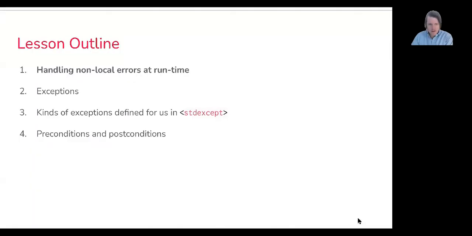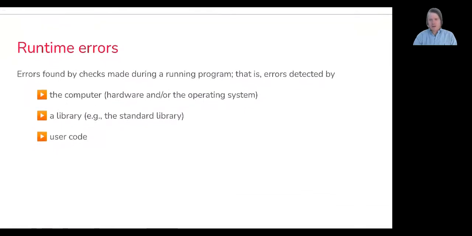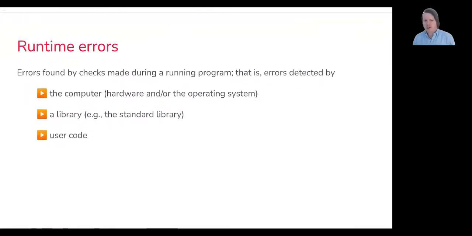So our first topic here is going to be handling non-local errors at runtime. Just to remind you, runtime errors are errors that are found by checks made during a running program. So we've gone through the compilation process. We successfully converted our program into machine instructions that a computer is able to understand, and we've launched it up and now we're executing it.